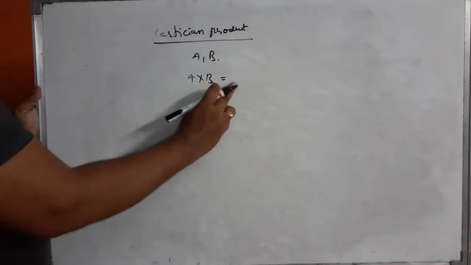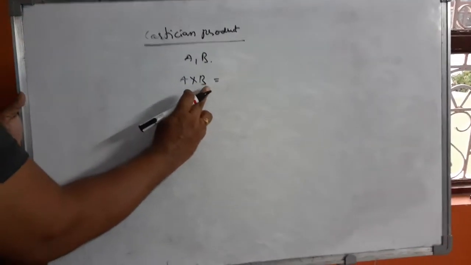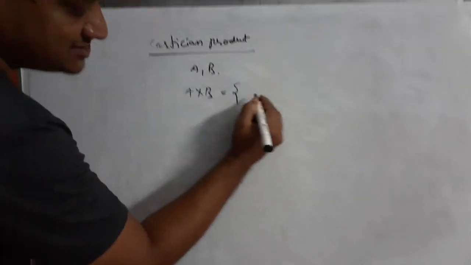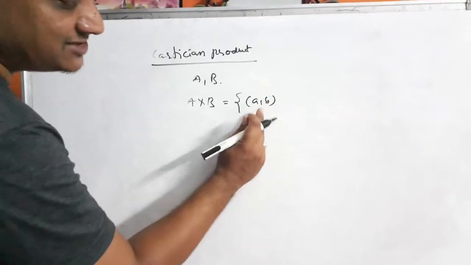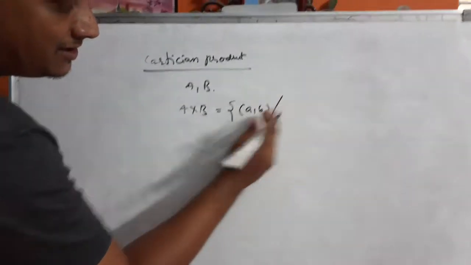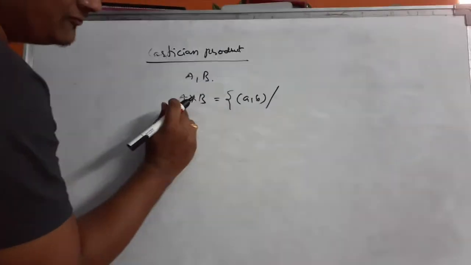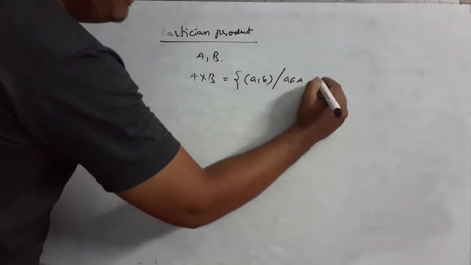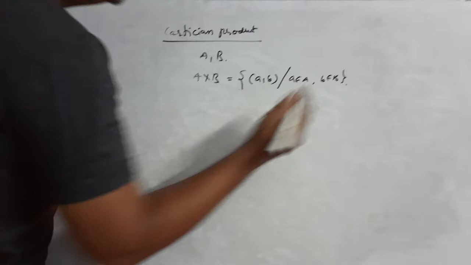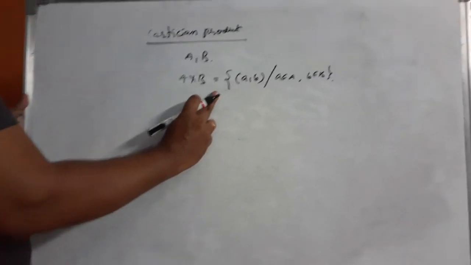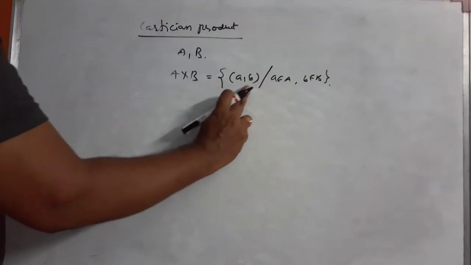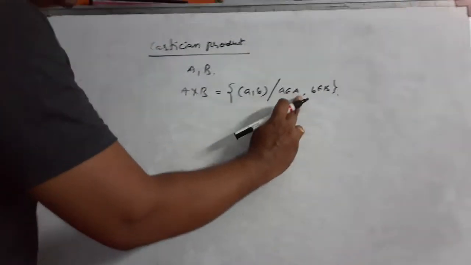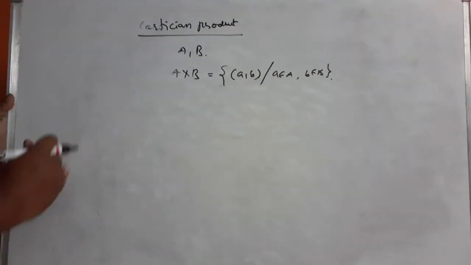That means the first element is from set A and the second element is from set B. All the ordered pairs here are (a, b), where the first coordinate is from the first set. That means a belongs to A and b belongs to B. So A cross B is equal to the set of all possible ordered pairs (a, b) such that a belongs to A and b belongs to B.